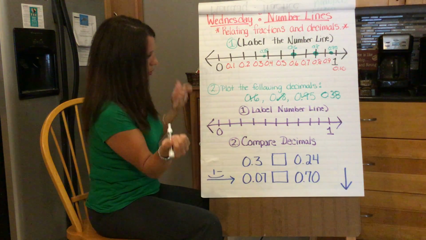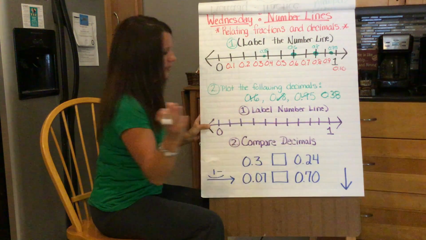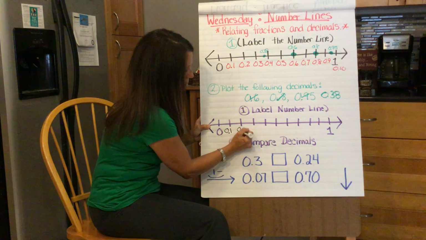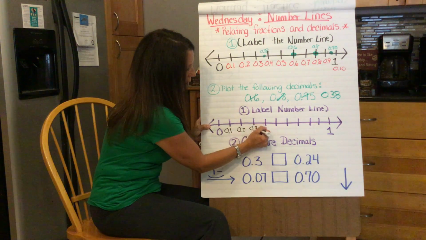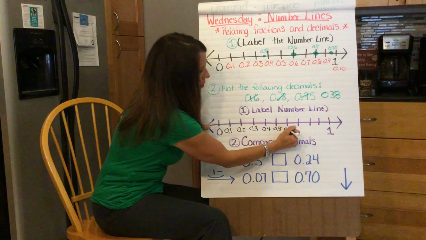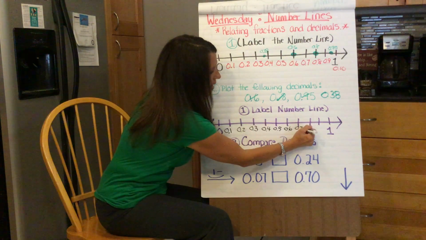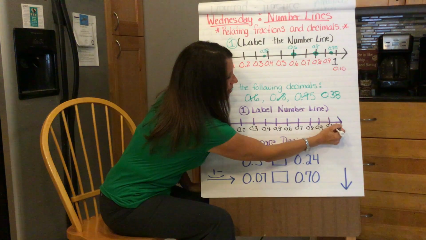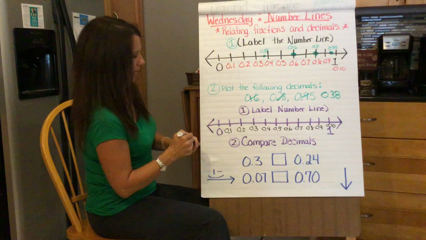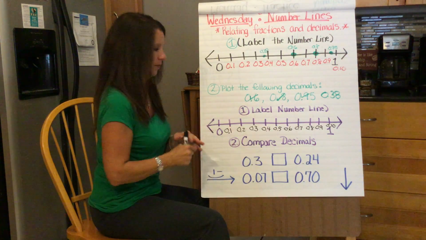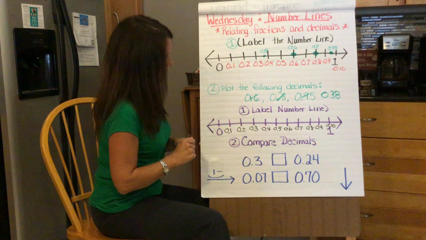So the first thing we need to do is to label ours. Again, remember, it's in tens. So 0.1, 0.2, 0.3, 0.4, 0.5, 0.6, 0.7, 0.8, 0.9, and 0.10. All right, so one way to compare decimals is to use a number line. We're going to learn other ways in a minute.